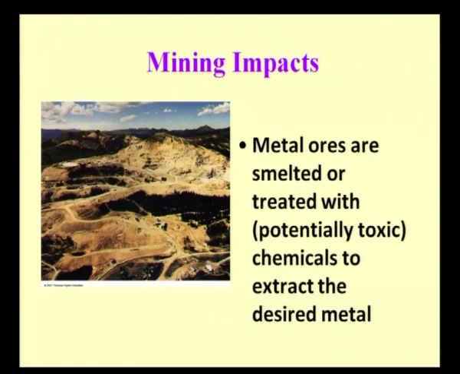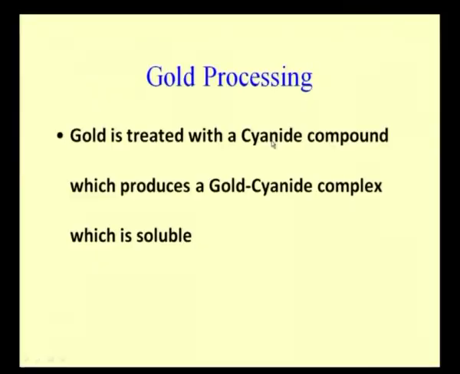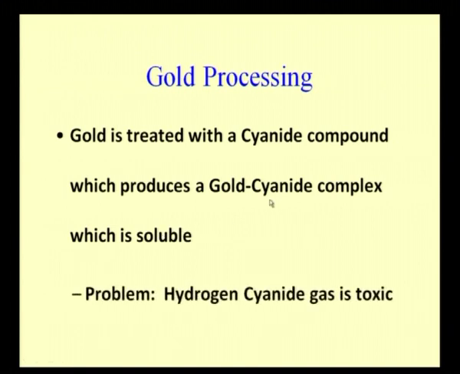In what way are they impacting? The metal ores are smelted or treated with potentially toxic chemicals to extract the desired metal, and therefore mining operations always create pollution. In gold processing, the gold is treated with cyanide, producing gold cyanide, which is soluble, and the hydrogen cyanide gas is very toxic.